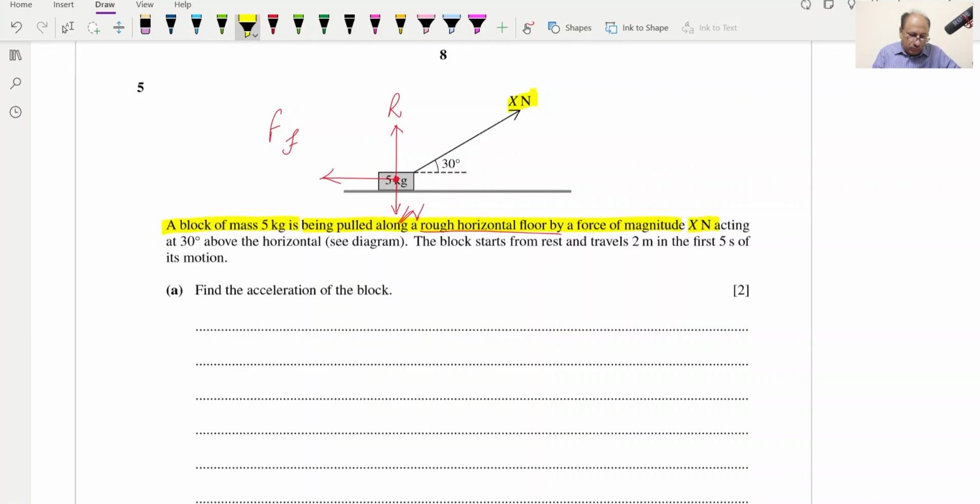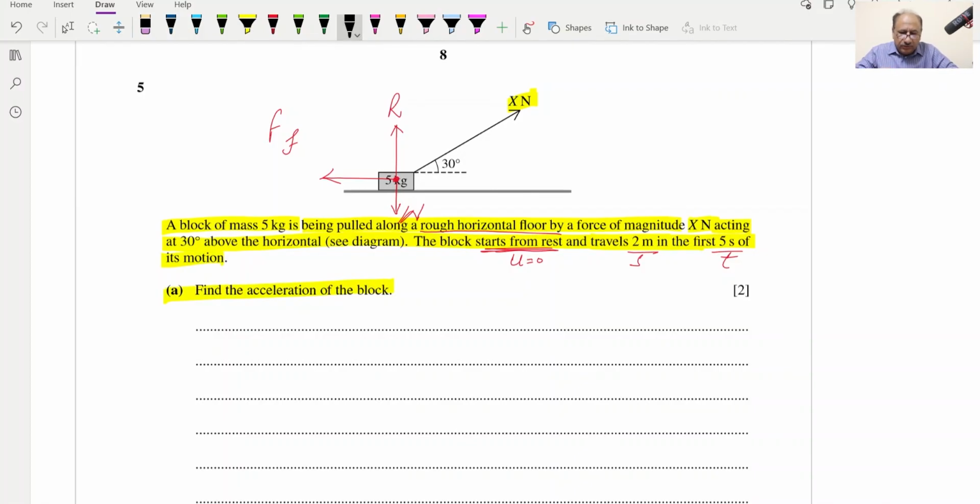We can resolve the forces, but before resolving, we'll go through the question. X Newton acts at 30 degrees above the horizontal, see the diagram. The block starts from rest. Starting from rest means the initial velocity is 0, so u will be equal to 0. This information tells us u is equal to 0, and it travels 2 meters in the first 5 seconds. So the distance is 2 meters and the time is 5 seconds of its motion. Find the acceleration of the block.